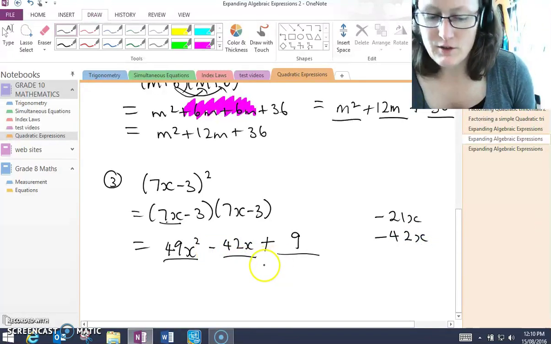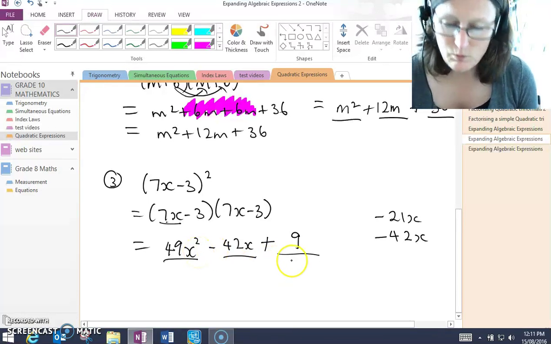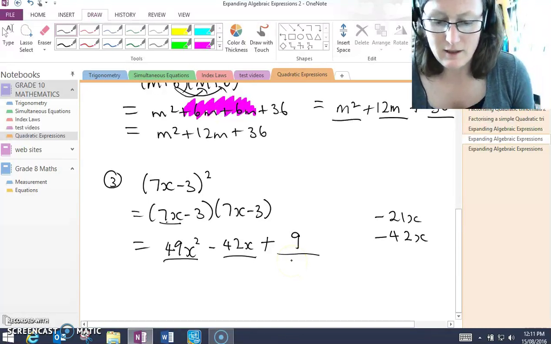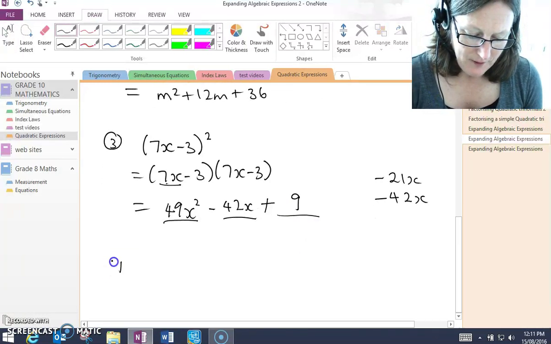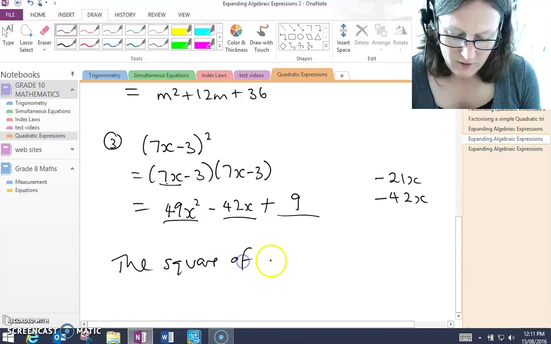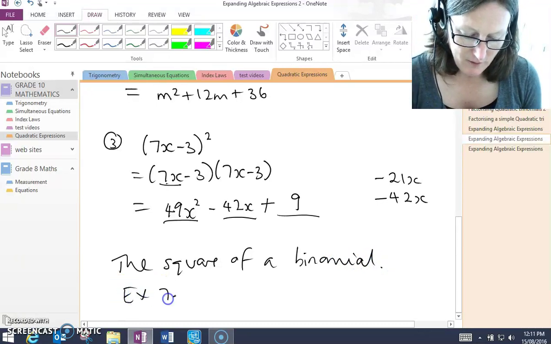If you can't recognise the quick way, of course, if you expand it, what I call the long way, you will arrive at that answer. But by grade 10, it's really good if we can start remembering the quick way. So that there is the square of a binomial. And if you need to practice that in your textbook, it's exercise 7.2.